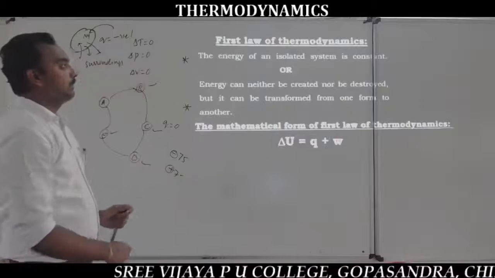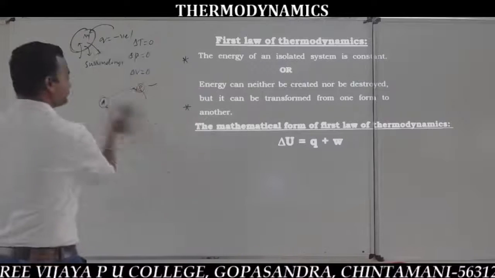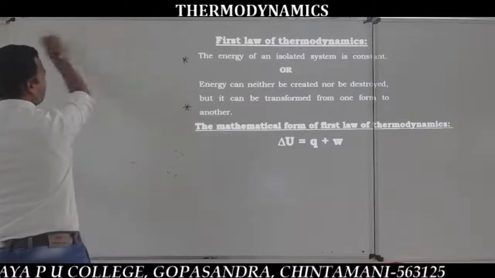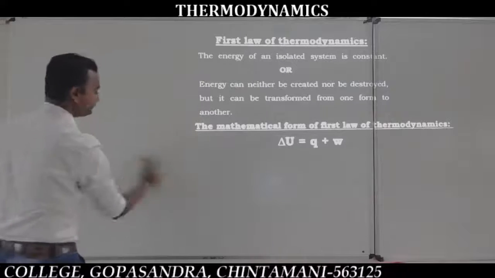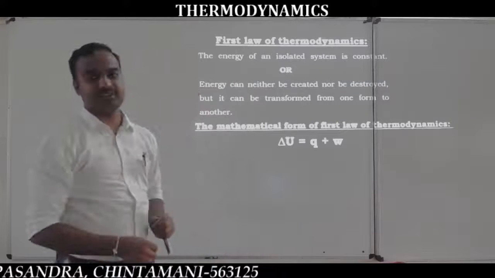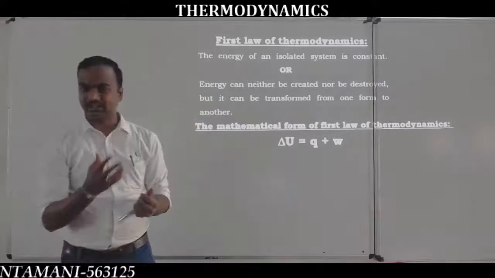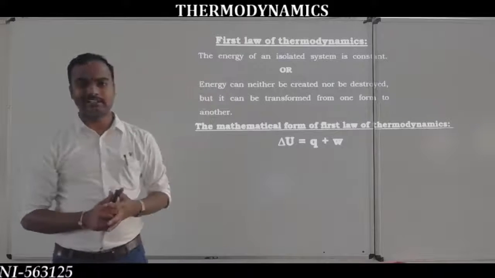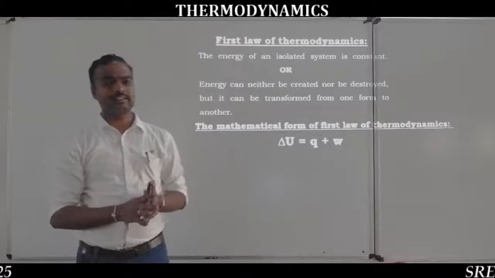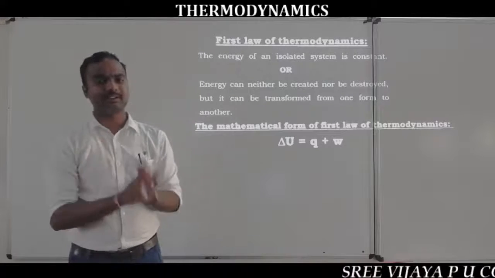Next, laws of thermodynamics, that is the first law of thermodynamics. What is the statement of the first law of thermodynamics? The energy of an isolated system is constant. Why is the energy of an isolated system constant? Already in the previous slide we said an isolated system is one where neither energy nor matter is exchanged between the system and surroundings.